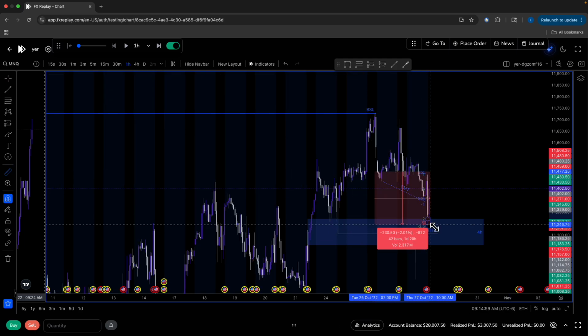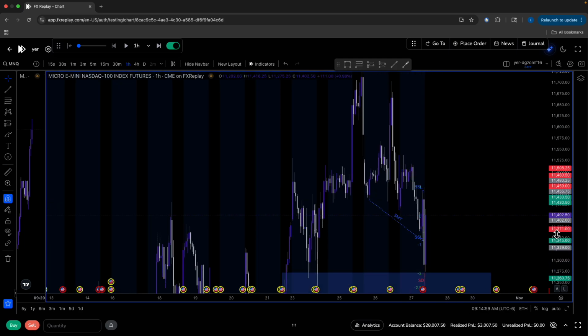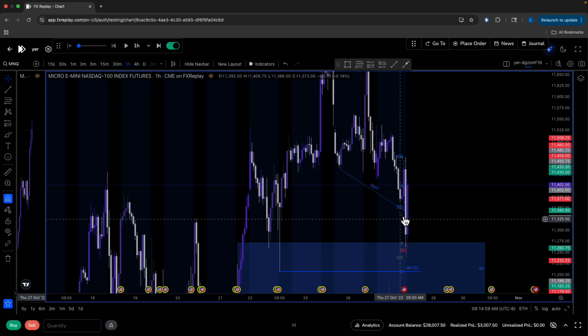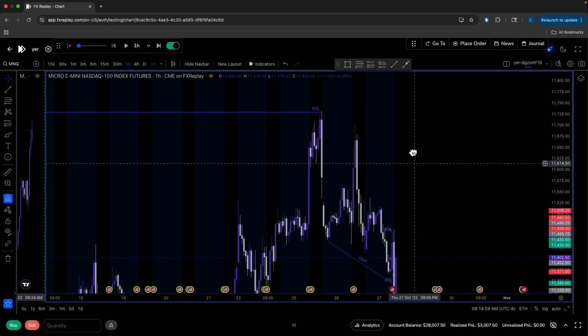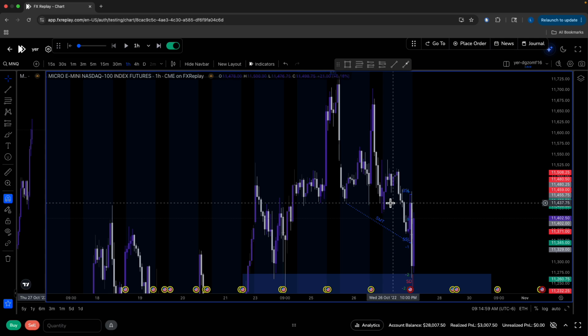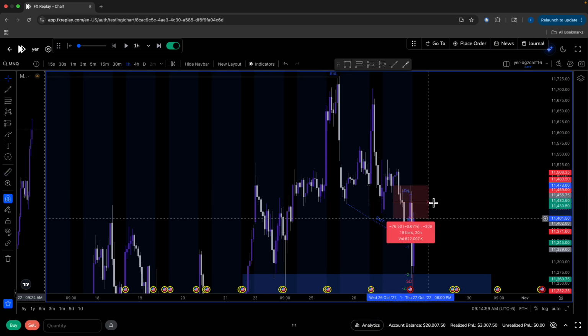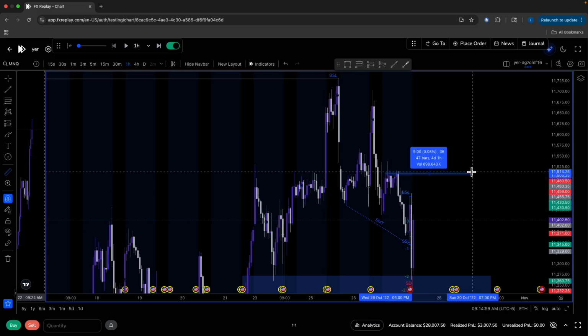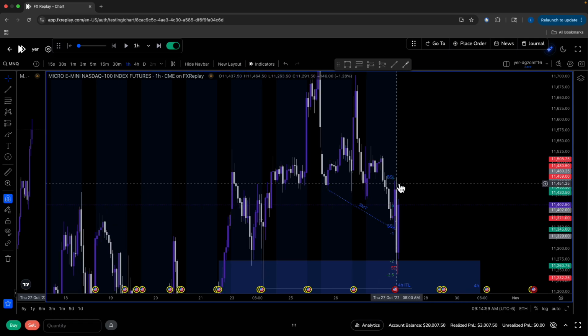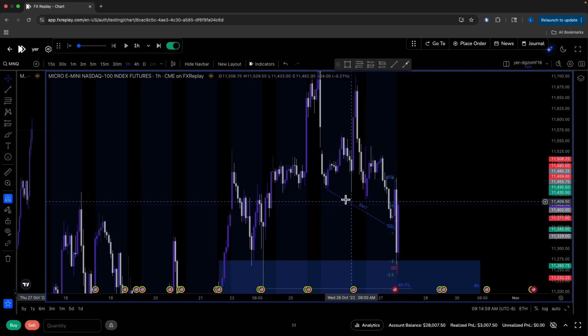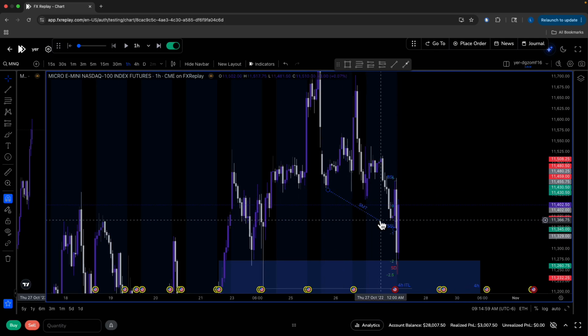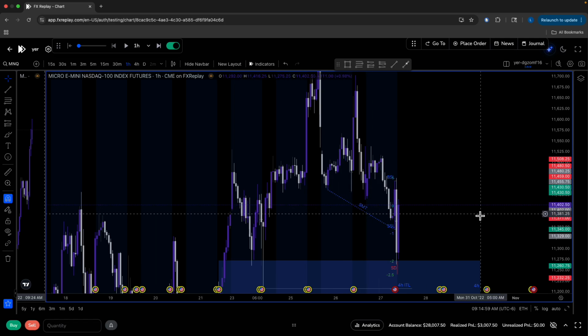So I don't care about some dumb little internal SMT. Even if this SMT were to play out all the way to buy side, what would have to happen first? The bigger time frame fair value gap here would need to get ran through, and we'd need to get a change in the state above this level here. The only reason I have this drawn out is because I recognize the SMT, but I'm not making my bias based off of a simple little SMT.